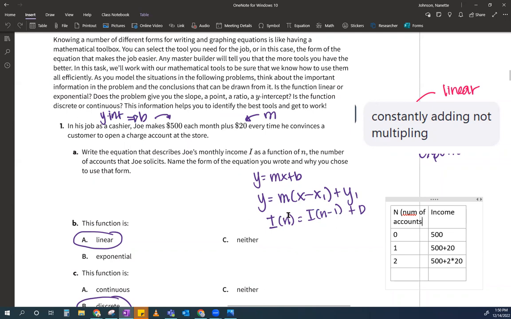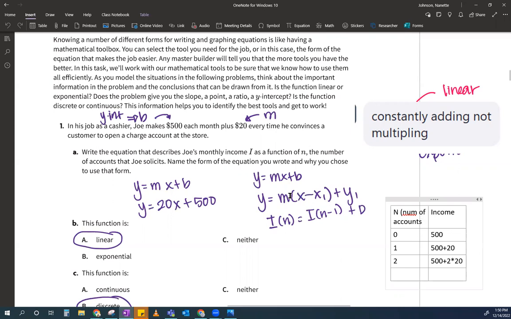Okay. Can you write me your equation? Which one would you use? Would you use y equals mx plus b or y equals m parentheses x minus x1 plus y1? I'm going to write mine as y equals mx plus b, y equals 20x plus, not 100, 500. So maybe Joe thinks, if every single day that I work I get 3 accounts, that's an extra $60 in my pocket, right? Very good.